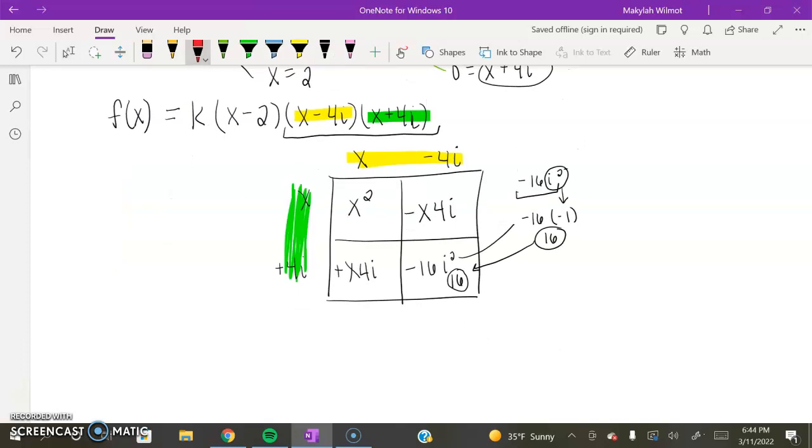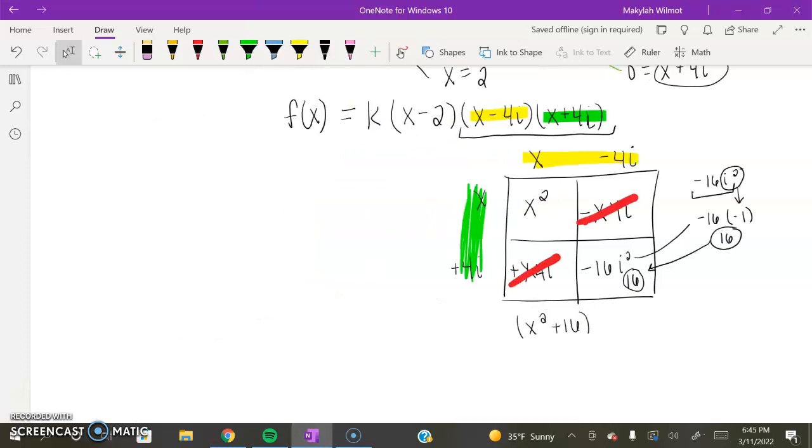Well, looking at this, we can also see negative x 4i and positive x 4i cancel. So we don't even have to worry about those. So what we're left with out of this is x squared plus 16. So that's what that equals. So now we have f of x equals k times (x minus 2), times (x squared plus 16).